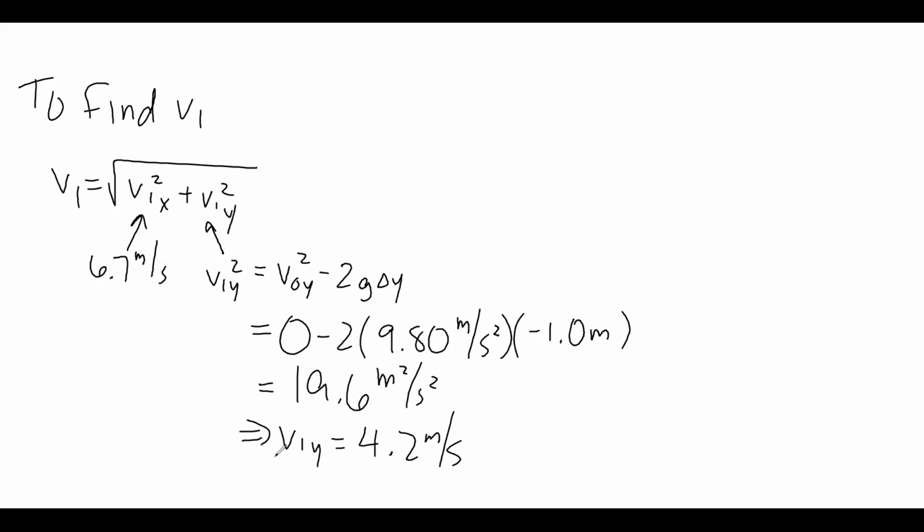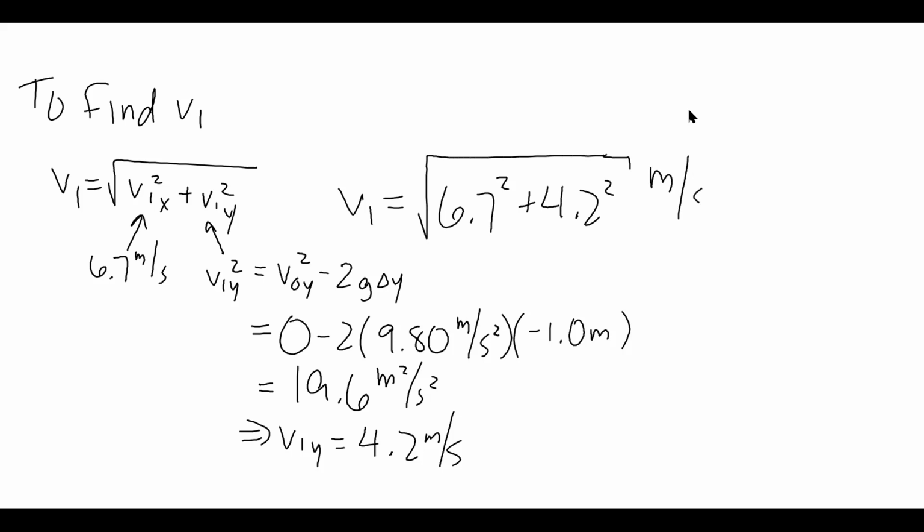Okay. And then we can plug that in to find the speed. So v1 then equals the square root of 6.7 squared plus 4.2 squared. You include the units or put them on the outside if you want. That ends up being 8.0 meters per second. So that's the speed of impact.